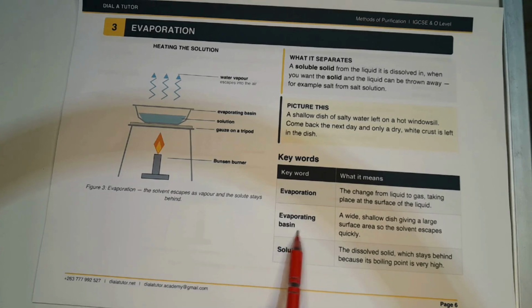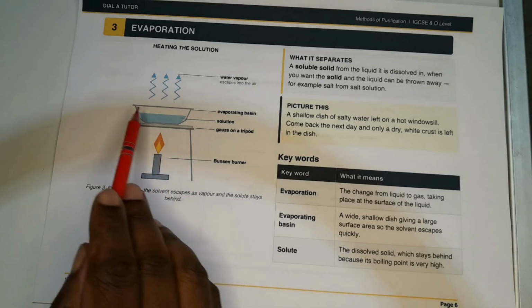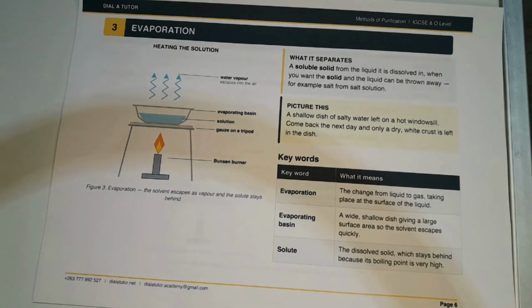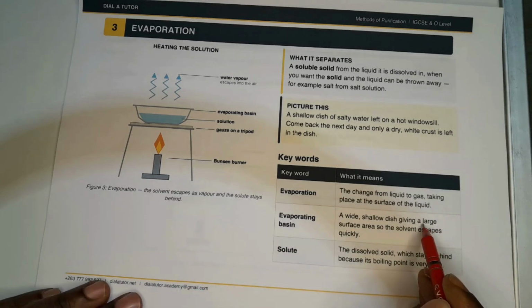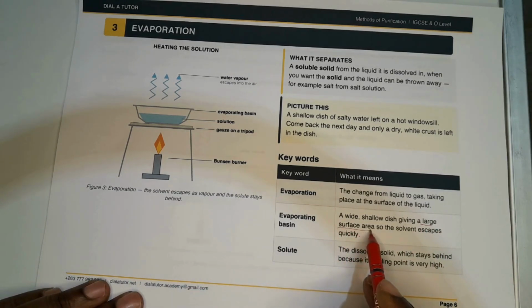Evaporating basin: a wide shallow dish giving a large surface area so the solvent escapes quickly. So that's why it has to be wide. They may ask you, why is it that the evaporating basin has to be wide? So that it gives what is known as a large surface area, so the solvent escapes quickly.